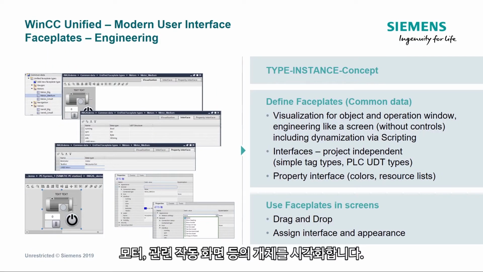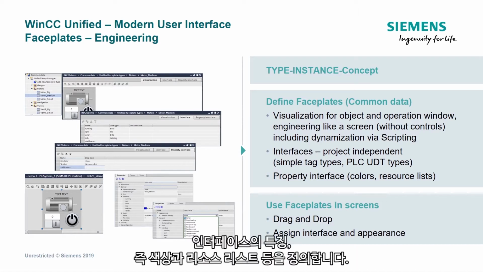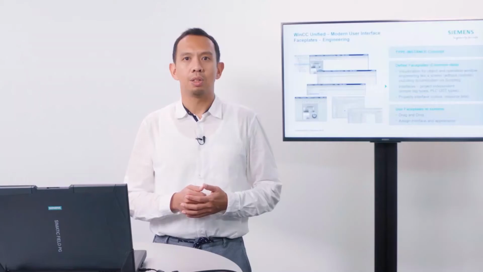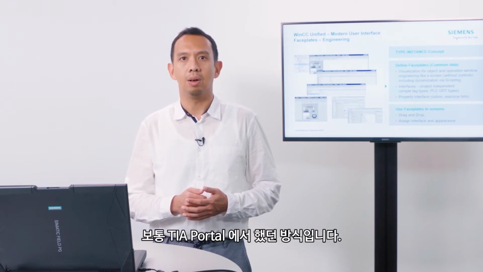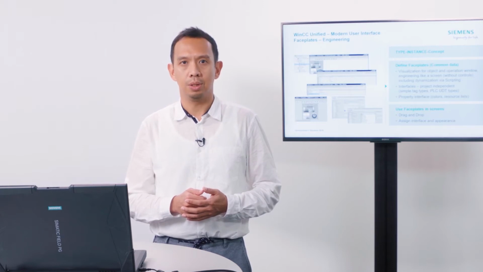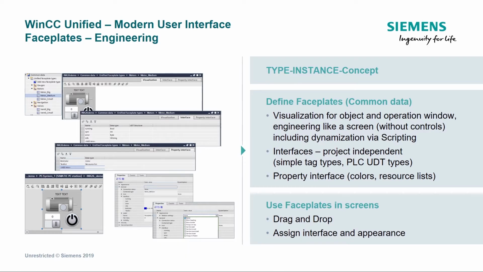Visualization of the object, such as a motor and the associated operating screen. Definition of the interfaces, simple text or UDT. Features of the interface, such as colors and resource lists. Predefined faceplates are then dragged and dropped in the corresponding location, as usual in TIA Portal. The interfaces are then linked to process variables and the appearance is specified on the screen.